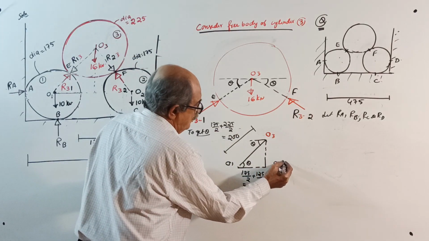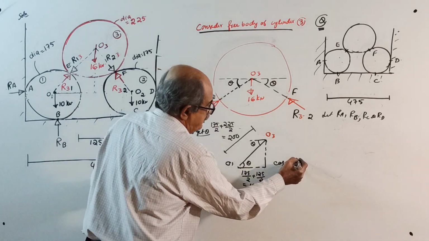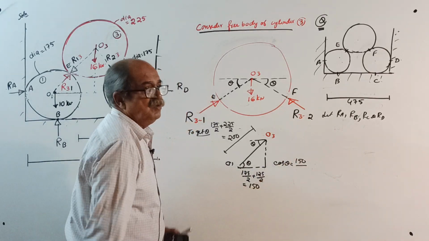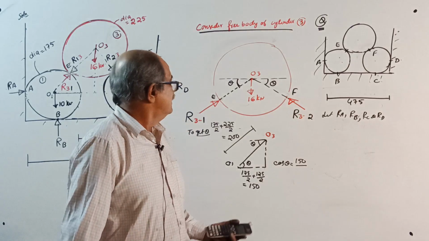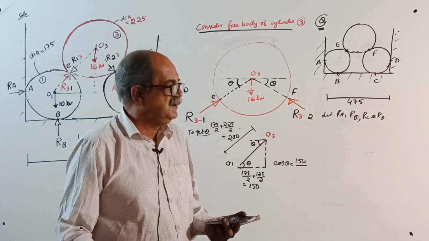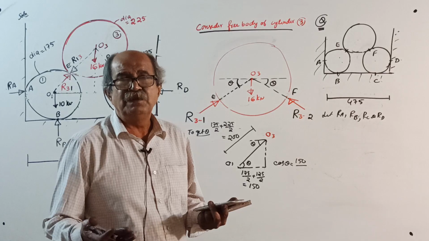Therefore, right here, cos theta equals 150 by 200. By chance, if there is any calculation mistake, you adjust it. Sometimes some mistakes will come. You need not worry too much about those mistakes.